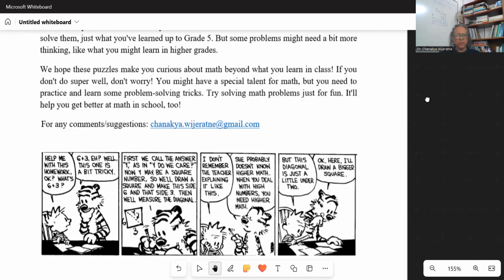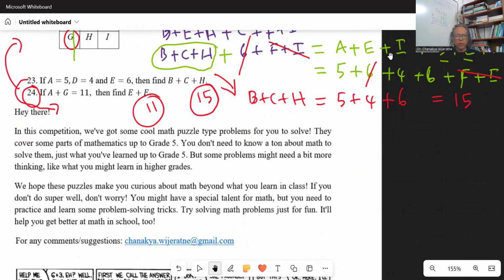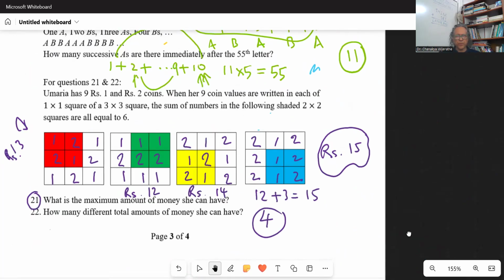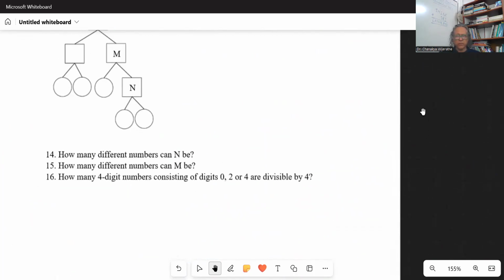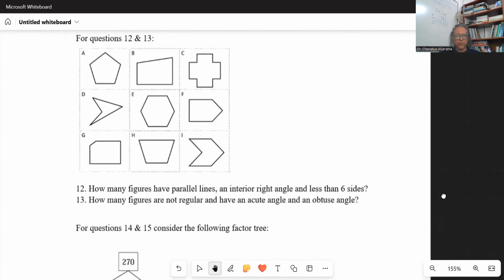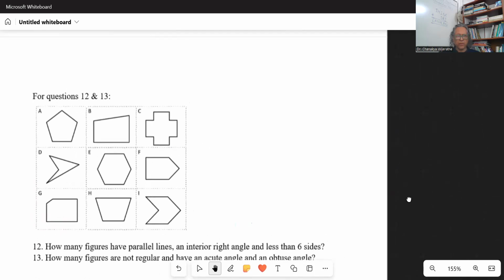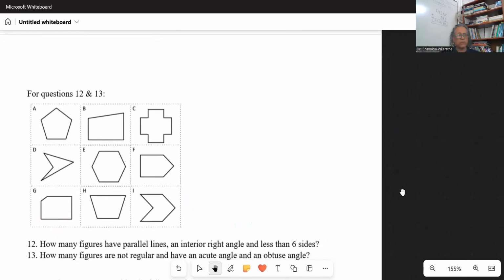Before I wind up this video, I want to go back to the question I did in the previous video, about these figures. We need to find how many figures have parallel lines, an interior right angle, and less than 6 sides. So you need to watch that video. Some of the things I forgot when I was doing that problem.